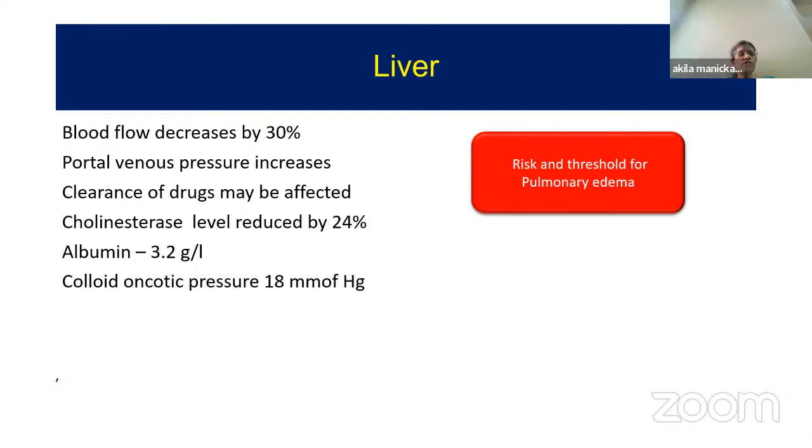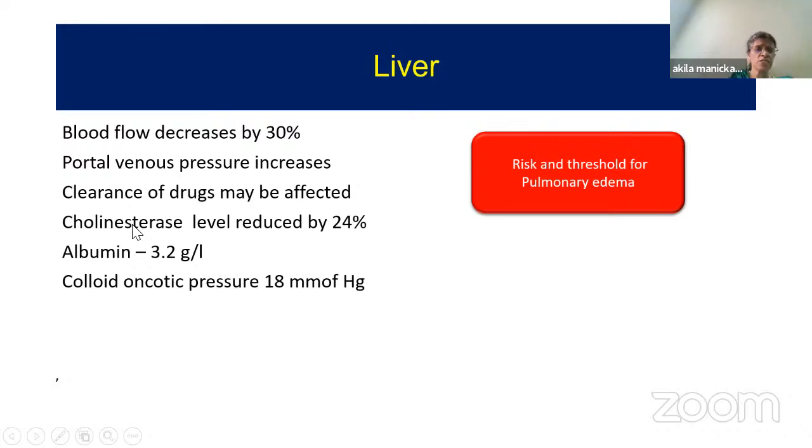And when you look into the liver, apart from all the other organs, blood flow to the liver is decreased by 30%. But your portal venous pressure predominantly increases, which ultimately is a reason for spider nevi and telangiectasia, which you observe in some of these pregnant women. And important to us is your cholinesterase level and your albumin.